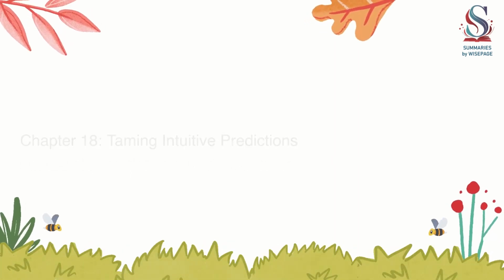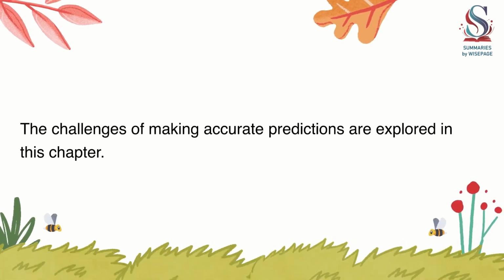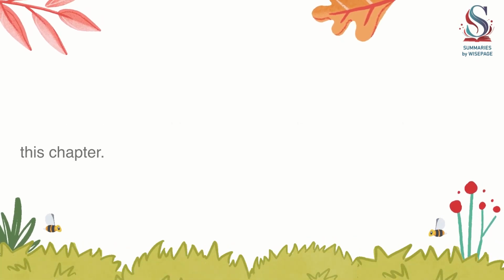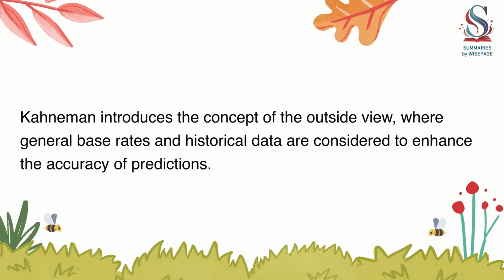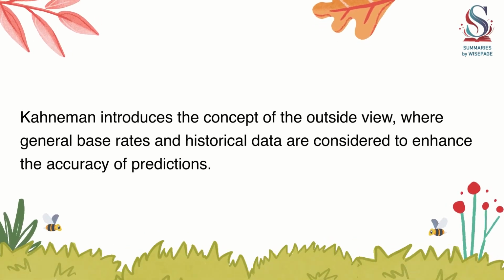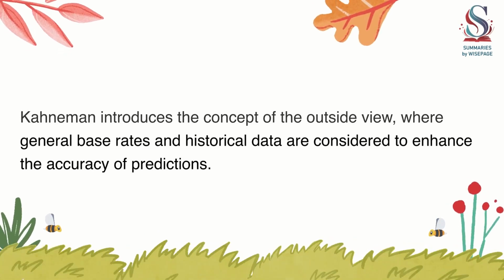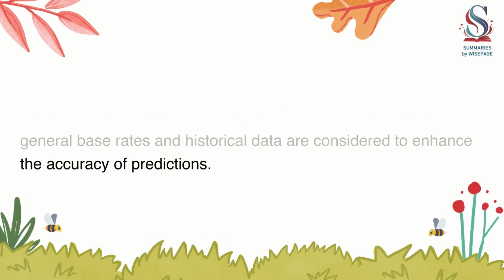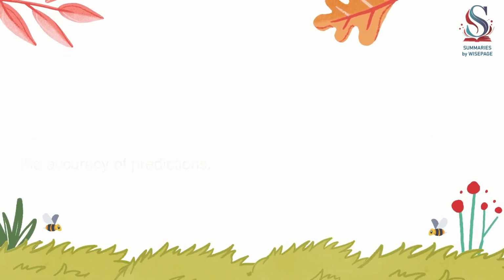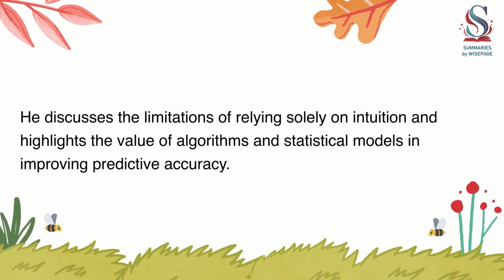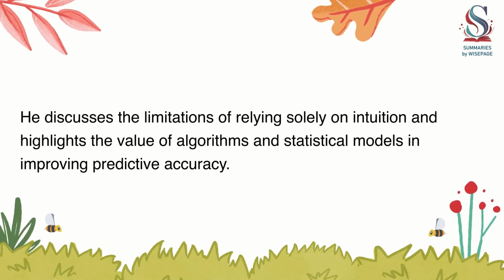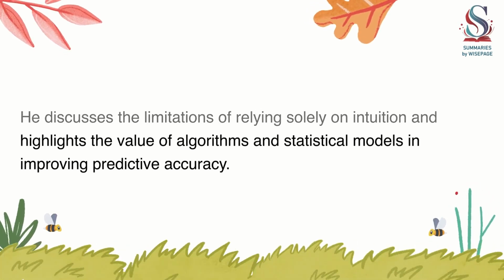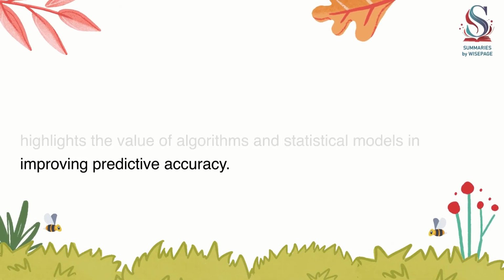Chapter 18: Taming Intuitive Predictions. The challenges of making accurate predictions are explored in this chapter. Kahneman introduces the concept of the outside view, where general base rates and historical data are considered to enhance the accuracy of predictions. He discusses the limitations of relying solely on intuition and highlights the value of algorithms and statistical models in improving predictive accuracy.